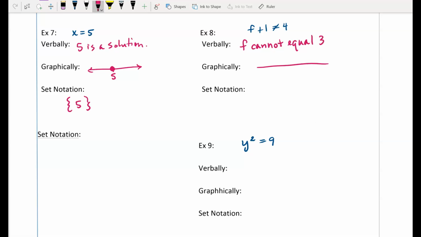Graphically, the way we show that is that on the number line, any of the numbers are fine except 3. So what we do is we put an open circle to say we're not including the 3, and then we shade all the other numbers that are possible. And any number except 3 will work. For set notation, we use our squiggly lines, and there's no way to write this by listing every value because we can't list all those numbers. So we say x is not equal to 3.